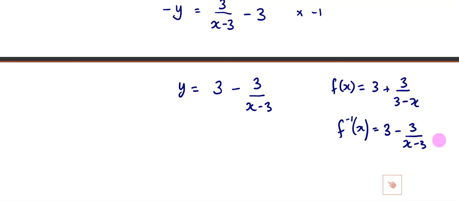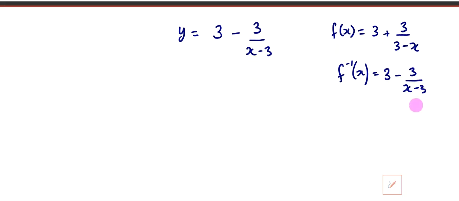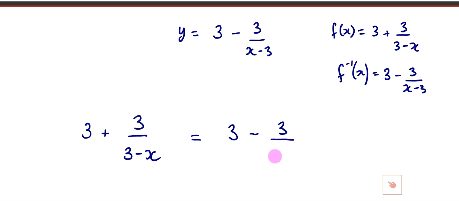So this one was an interesting one, I thought, which is, well, they don't look the same, but can we show they're the same? Okay, so what can we do with these two functions? All right, so we're basically saying that 3 plus 3 over 3 minus x is the same thing as 3 minus 3 over x minus 3. How can you show that?